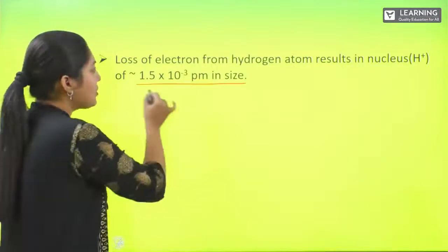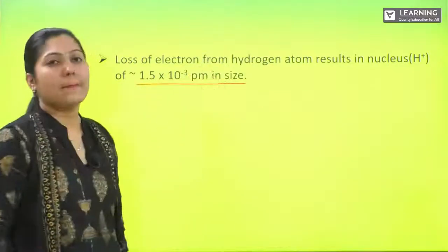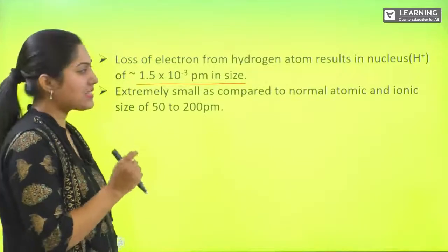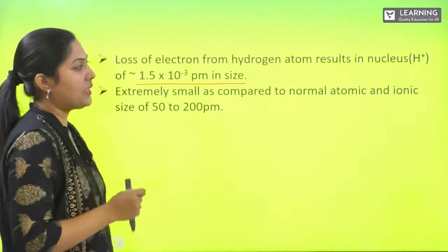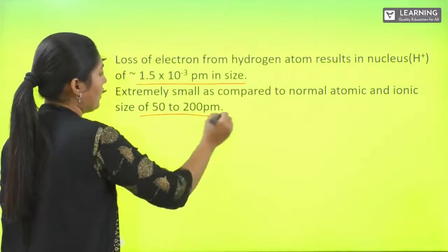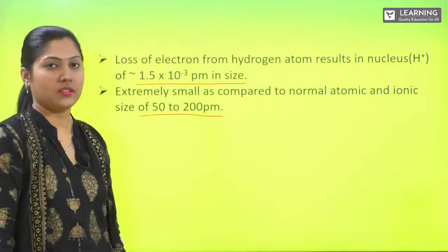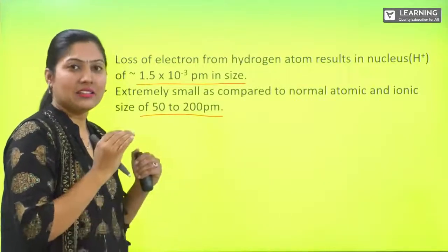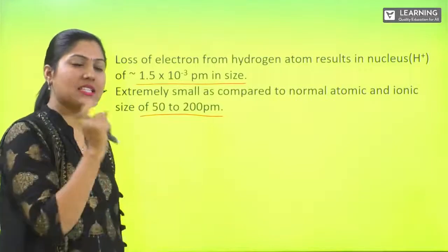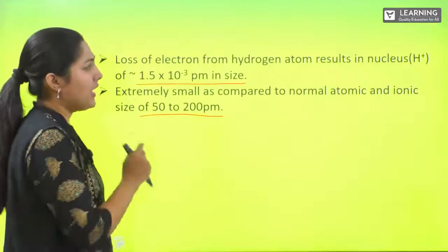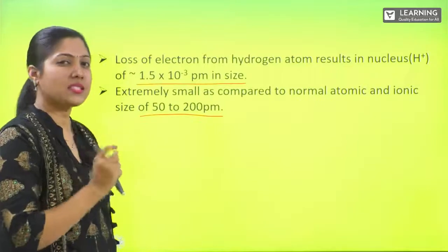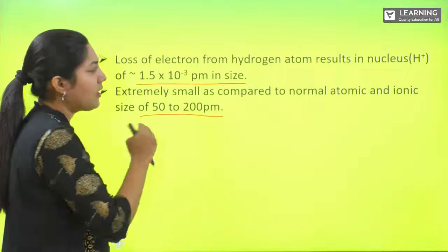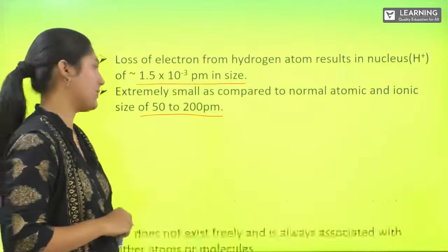Okay. The size of the nucleus can be found easily by loss of electron from hydrogen. It is extremely small as compared to the normal atomic or ionic size of 50 to 200 picometer. As we say, the atom of hydrogen is the least in mass, as well as the lightest element. It also has a very small size, and this is where we can say the size of the atom hydrogen is very less.